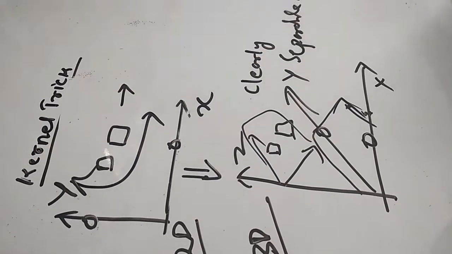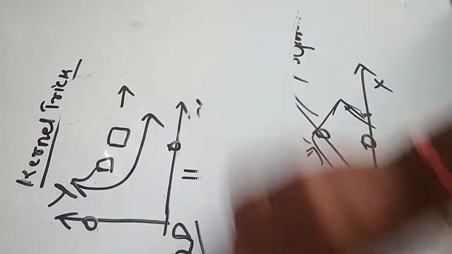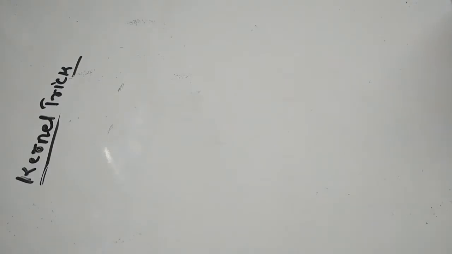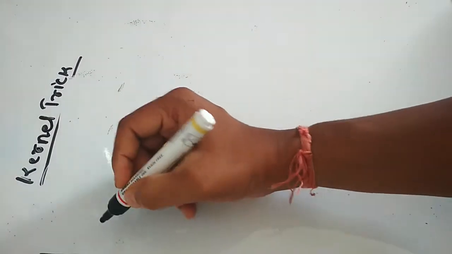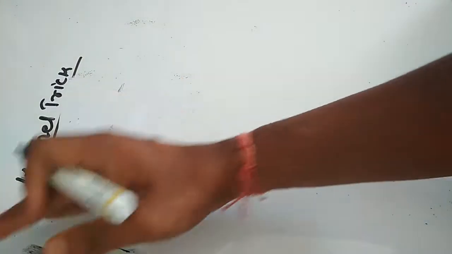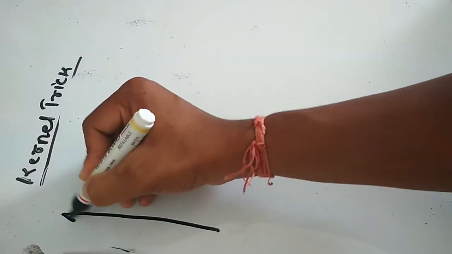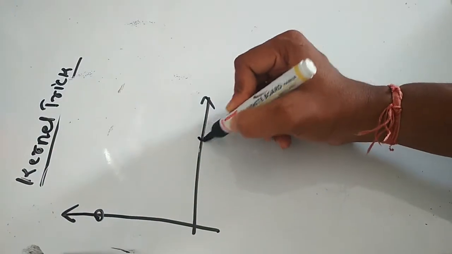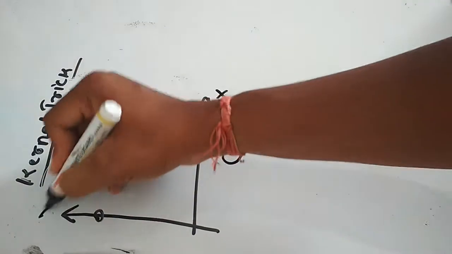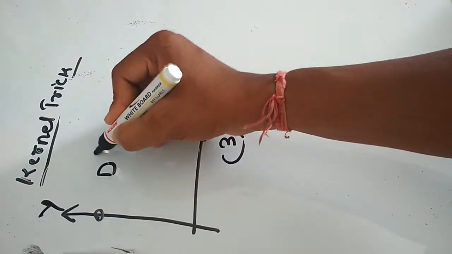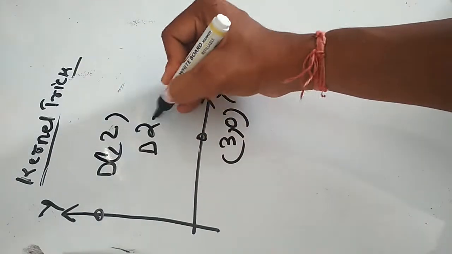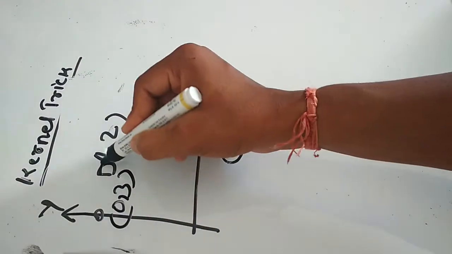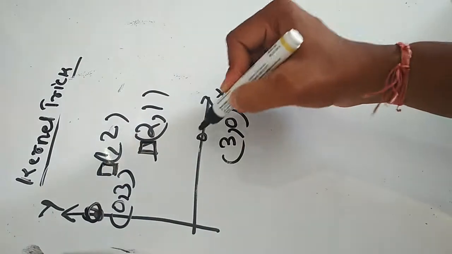Okay. So basically we will solve a problem by which we can understand the rules of the kernel trick. So suppose a 2D graph is there, and points are there. This is 3, 0. This is x and this is y. A square is there at 1, 2, and a square is there at 2, 1. Okay, and this is 0, 3. This is a circle, and these are squares and these are circles.